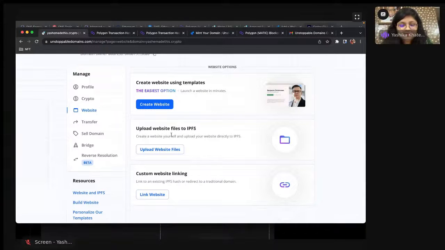I can create this website myself, and it can directly be uploaded to IPFS. So if I have a website already made, I just want to put it up on IPFS, which is the Interplanetary File System.